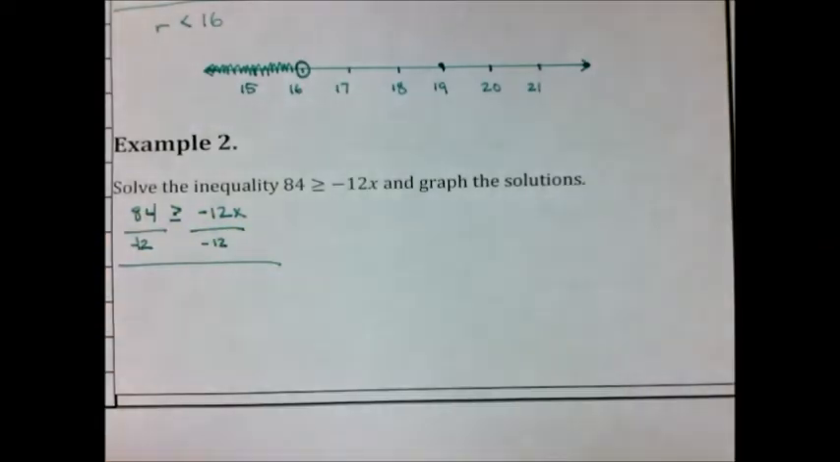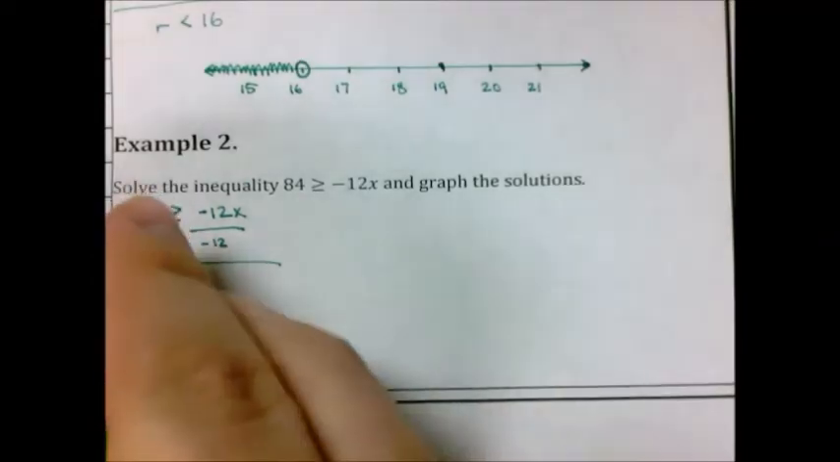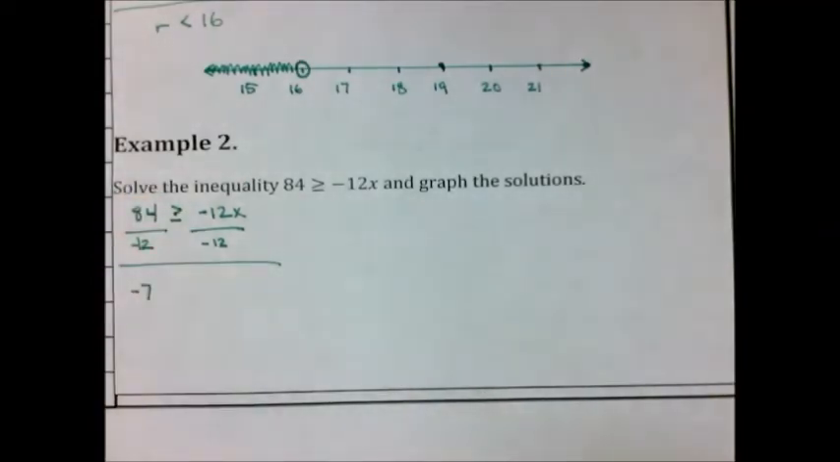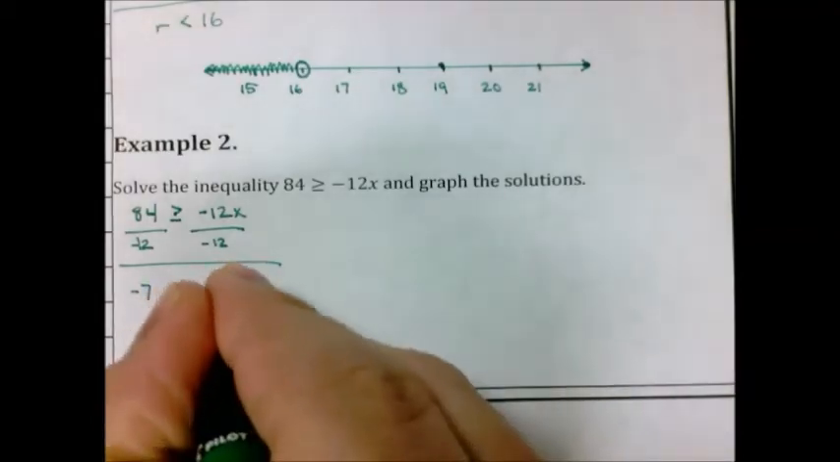And 84 divided by negative 12, if you don't know it, you can use your calculator. But all that is actually negative 7. One of them is negative, that means our answer is going to be negative, okay? And we are left with just x on this side.